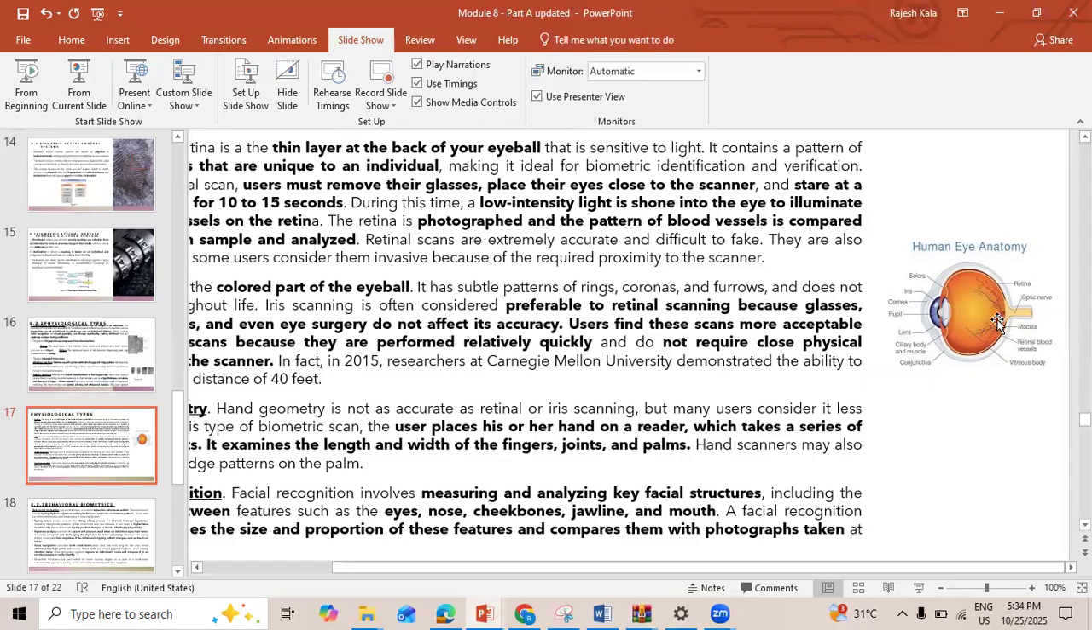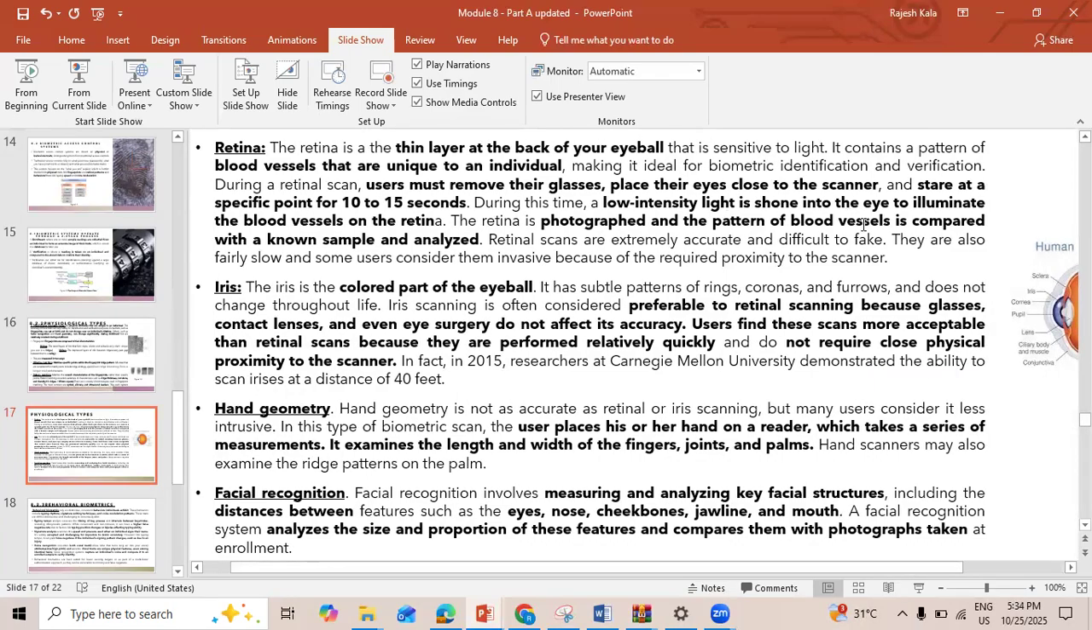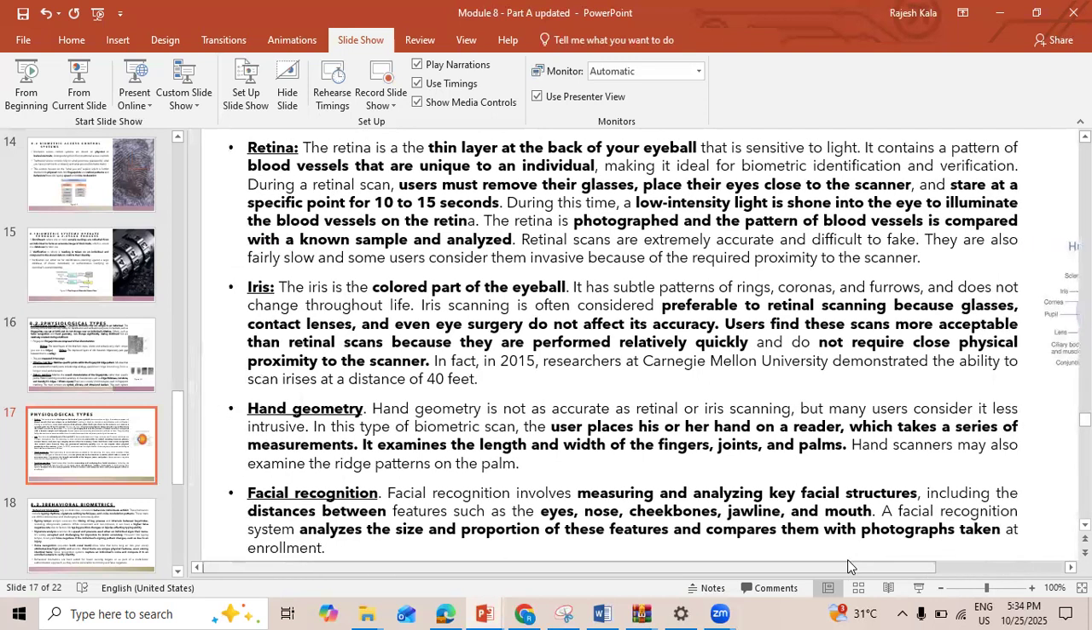Light will glow from the blood vessels, and that will be recorded and matched with the already recorded blood vessel illumination. They are already photographed, and the pattern of blood vessels is compared with the known sample. We already stored that in the database, and it will be compared with the currently scanned retina. If that matches, the person is authorized and allowed entry. Otherwise, not.